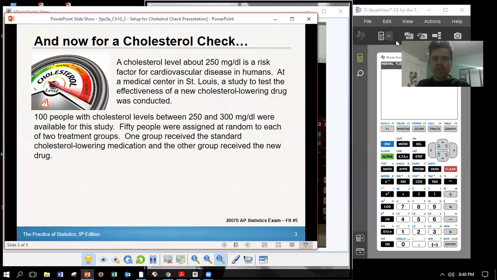So let's move on to the cholesterol check. So we can see here in the cholesterol check, usually in class I already read this to you, but if you need to read it, you can pause it and take a look and then start the video again.